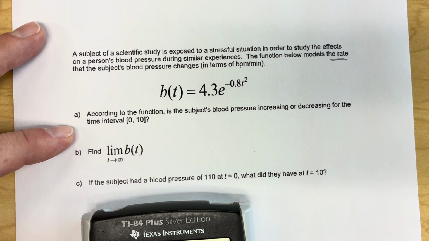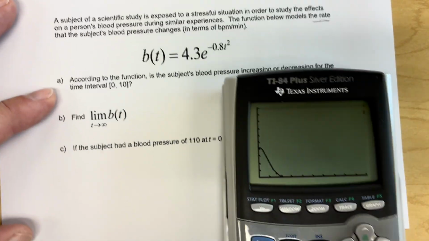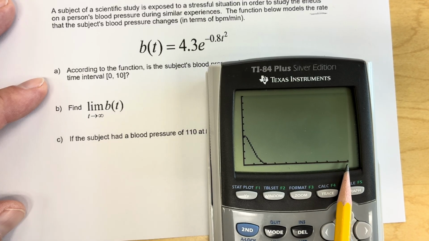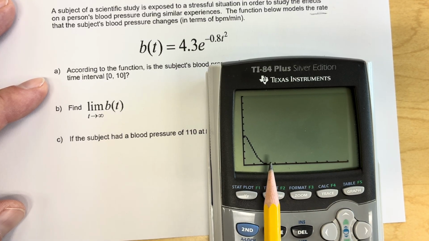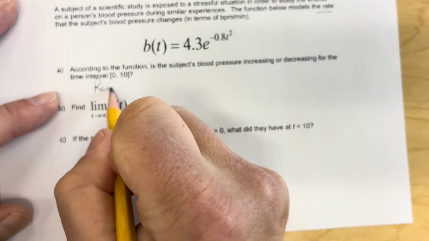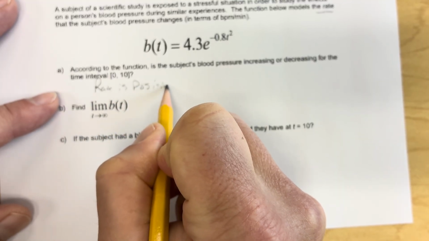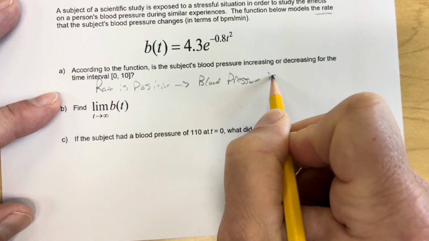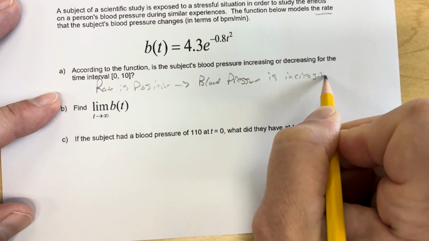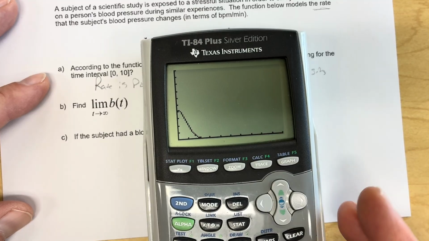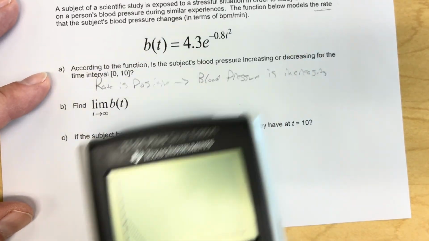So if I were to go from 0 to 10 and graph this, you can see that this is initially positive, and then it hugs, and it's still positive. It's just really, really close to 0 down here, okay? Now, because the rate is positive, so we're going to write that, the rate is positive, because of that, the blood pressure is increasing. Okay. Now, the rate itself is decreasing, but that is not the question. The question is, is the blood pressure going up or not? And blood pressure is going up because the rate is positive.